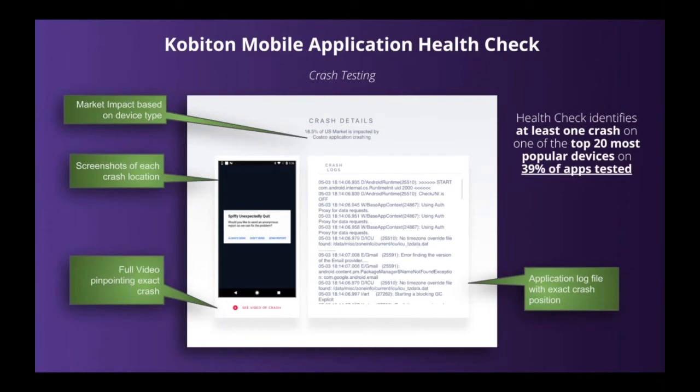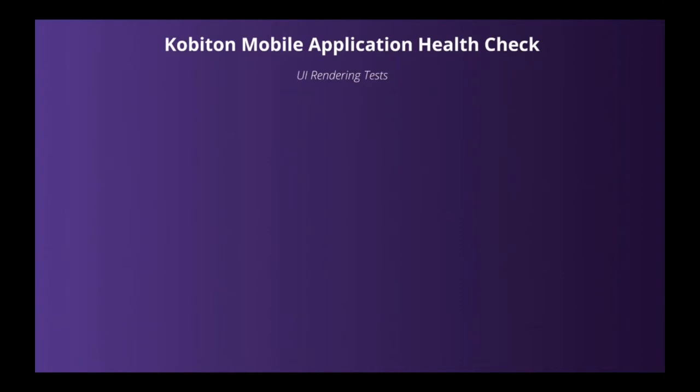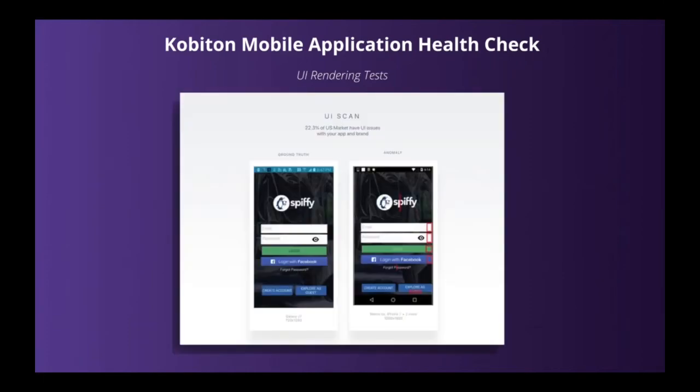And it's interesting to see the responses from people when we tell them we were able to identify the crash and show them the specific cases. The next part of the report is UI issues. When you have rendering issues because of the resolution size of the screen, we're able to identify those and highlight those in the app.